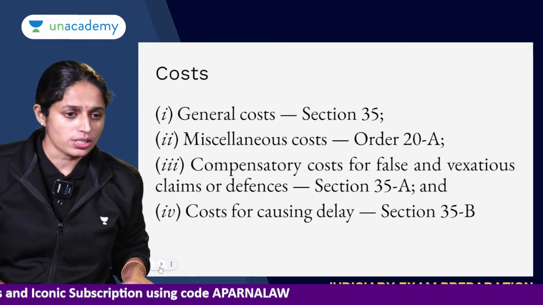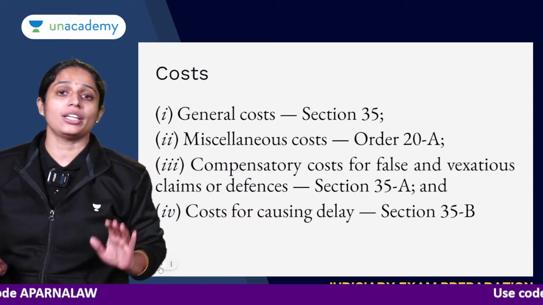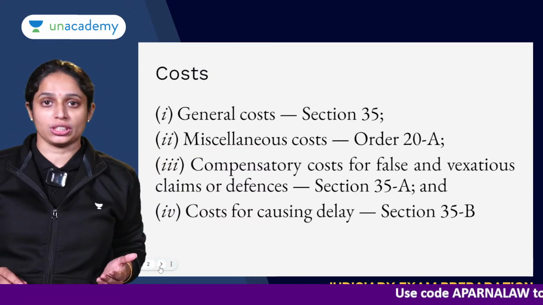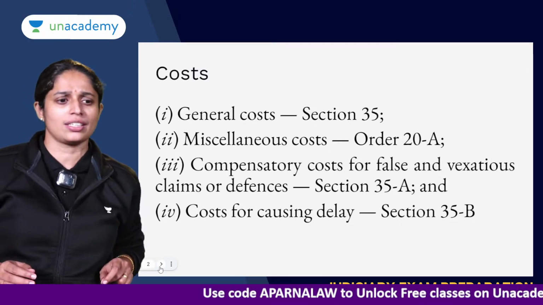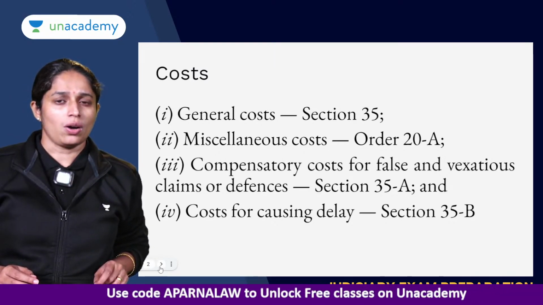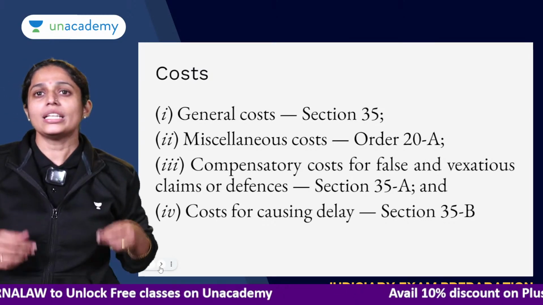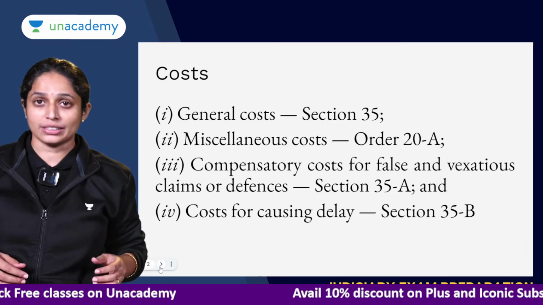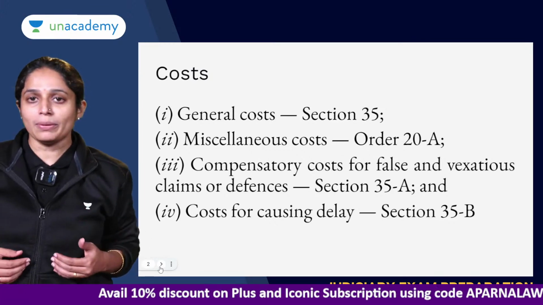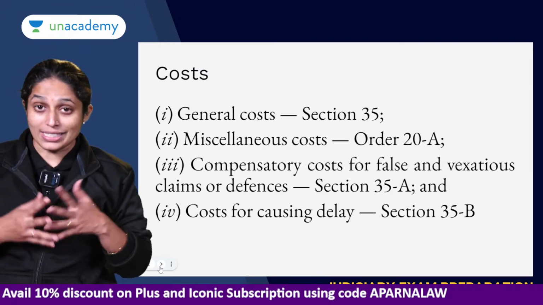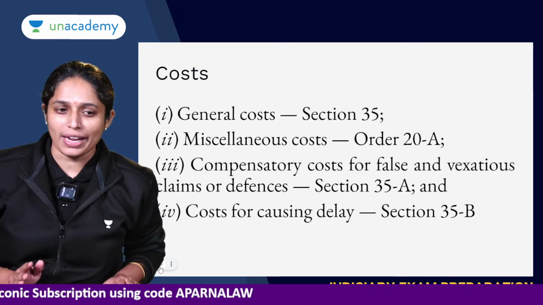Then comes the miscellaneous cost, which is under Order 20A. Then we have compensatory cost. This is in the nature of a compensation. Why? Because the other party has filed a false and vexatious case against me, or a vexatious defense. I have filed a proper suit, but the other party is filing a vexatious, false defense. For that, as a way of compensation, I will be getting the compensation in the nature of a cost, which is provided under Section 35A.